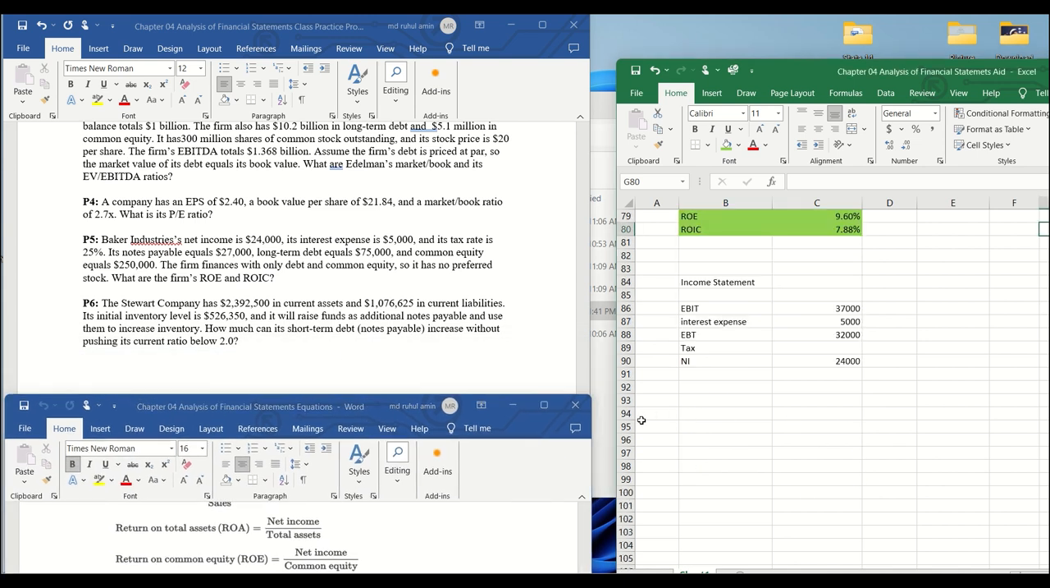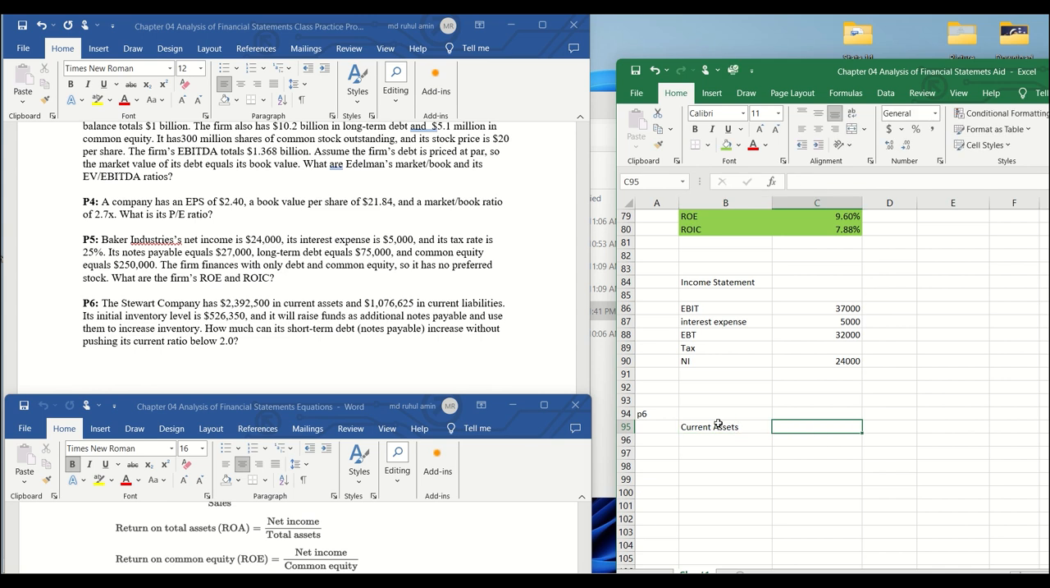Okay, our last problem is P6. Let's get the numbers from that. Stewart company has $2 million current assets, current liabilities, inventory this. It will raise funds as additional notes payable and use them to increase inventory. How much can its short-term debt increase without pushing its current ratio below 2? So let's get the values.